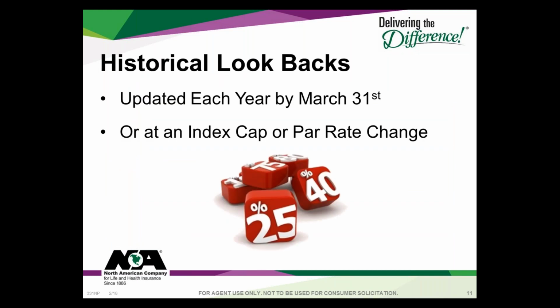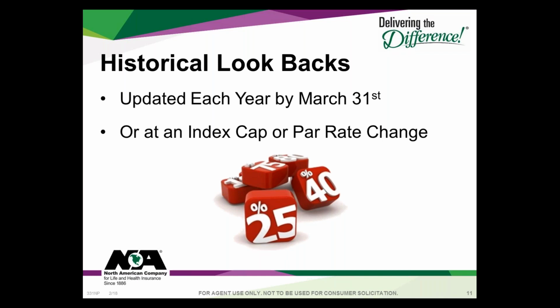The historical lookbacks are typically updated by March 31st. If the historical lookback is going lower, you're going to need to have them done by March 31st. If the historical lookback goes higher, I suppose it could be a little bit after that. And so we typically see those done by the end of March. And then, of course, if there's an option or a cap or par rate change, we'll update historical lookbacks as well.